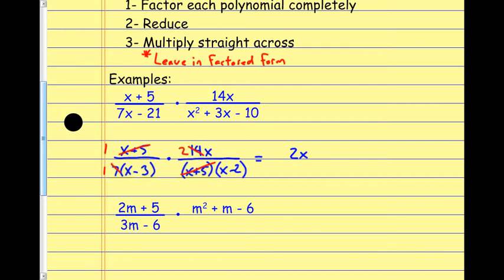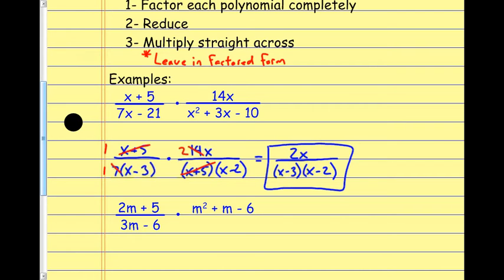In the denominator, I have an x minus 3 times an x minus 2. And I'm just going to leave it like that. I'm going to leave it in its factored form because typically we're going to be finding domain restrictions and that kind of stuff anyway. So leave it in factored form. I get the 2x over the x minus 3, x minus 2. And that's it.